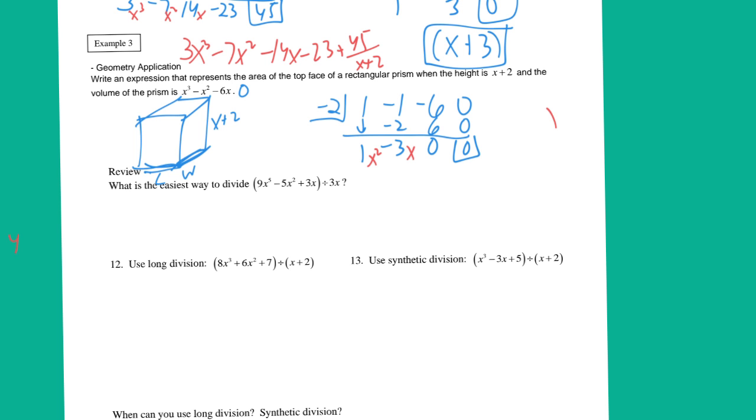You would get x squared minus 3x, okay? And so that's going to be the area of the base. So if you multiply this times the x plus 2, you're going to get that original volume, okay? And if you want to break it up into 3 different factors who multiply to make that volume, you could factor this first part to say, okay, it's x and then x minus 3. So I guess the length, the width, and the height would be x, x minus 3, and x plus 2.